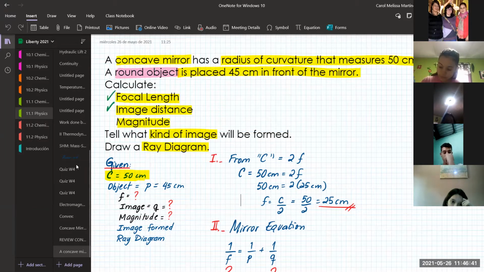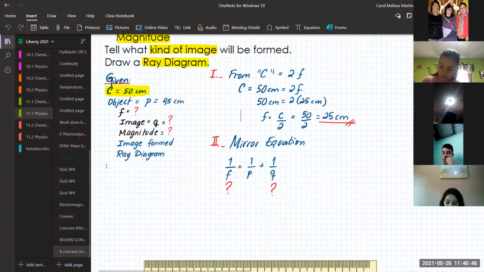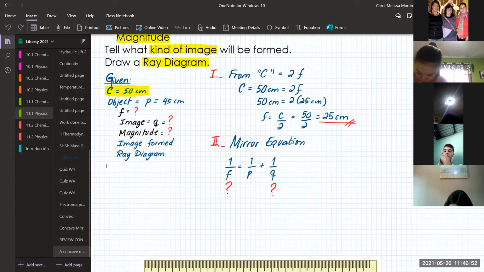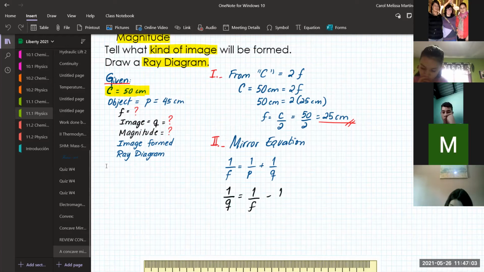How can we get the image distance? By using the mirror equation. From this equation, we can isolate for Q, the image distance. So we isolate this equation and we will have that 1 over Q is equal to 1 over F minus 1 over P. That is the isolation. So now you just substitute the givens.